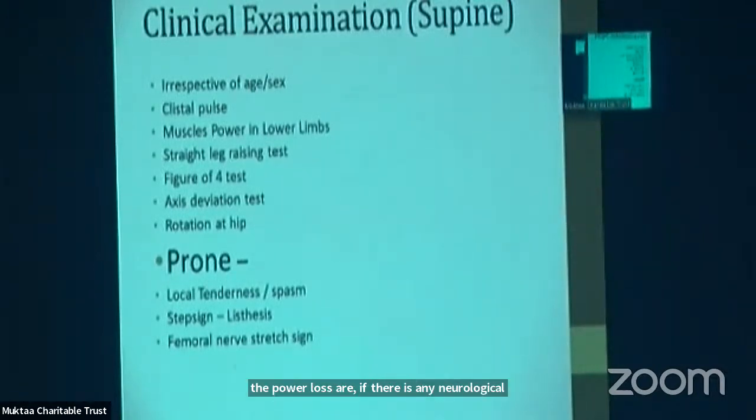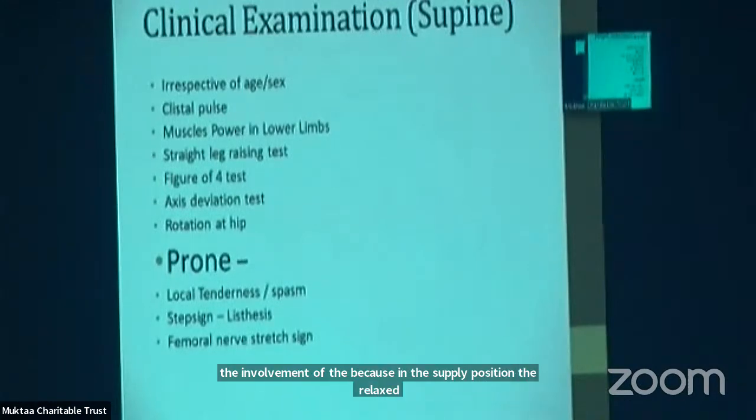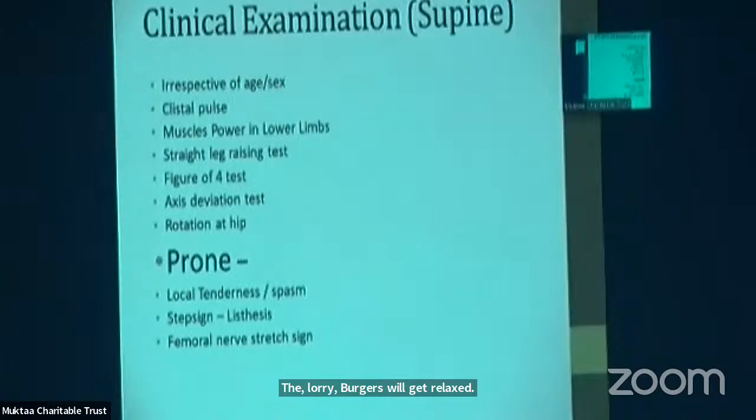Then you go for the straight leg raising test. This is a very important test that will tell you about the involvement of the nerve root. Because in the supine position, the nerve is relaxed. The straight leg raising test itself is self-explanatory. If you abduct the limb, the nerve is going to still get relaxed, and if you do it in abduction, it will be a false negative. So the patient may have a root stretch and still say there is no pain. If you adduct, the nerve root will stretch.